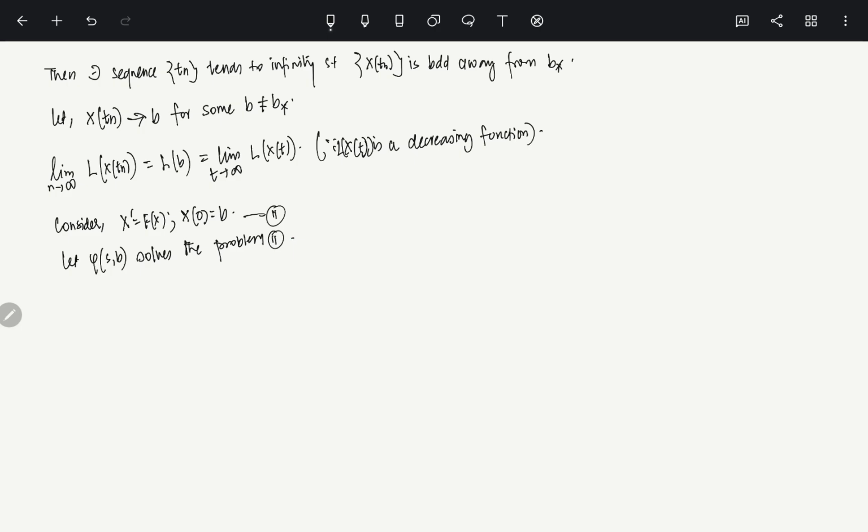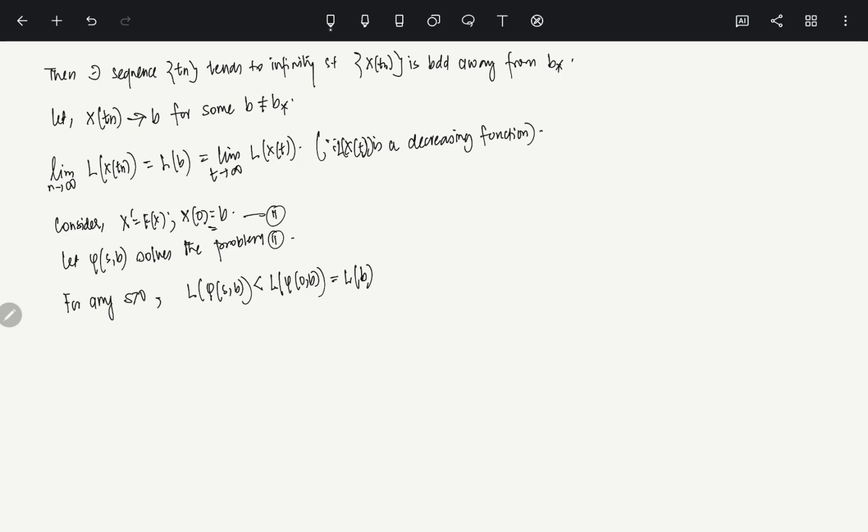Now see, since L is a strictly Lyapunov function, for any s positive, see s is the parameter, for any s positive, L of phi of s, b is dominated by L of phi of 0, b. Yes, L is strictly decreasing, so for a positive s, L will decrease. Clear? Okay, now what is phi at the point 0, b? It is nothing but b, so this is nothing but L of b.